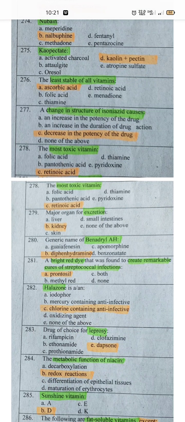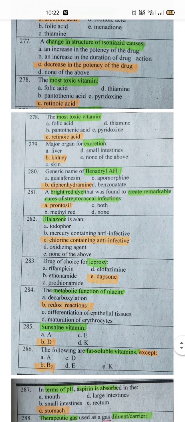278. The most toxic vitamin is your retinoic acid. Retinoic acid or your tretinoin is believed to exert its anti-neoplastic effect by promoting cellular differentiation toward normal cells. Your retinoic or your tretinoin is the most toxic vitamins. If vitamin C is the least stable of all vitamins, retinoic acid is the most toxic vitamin.